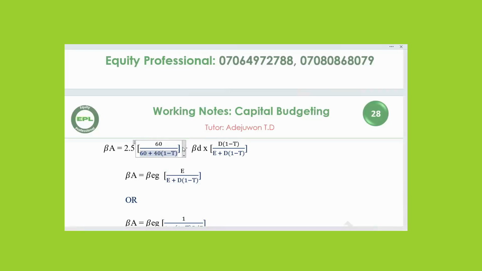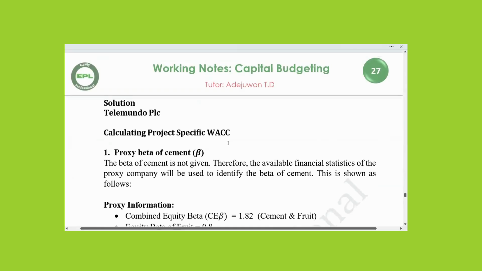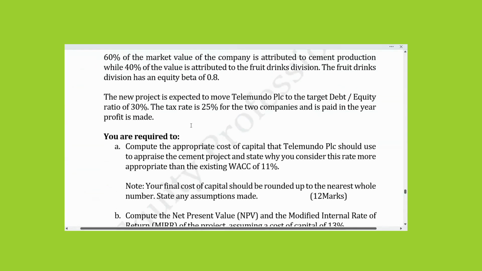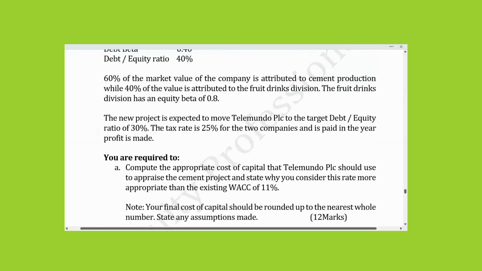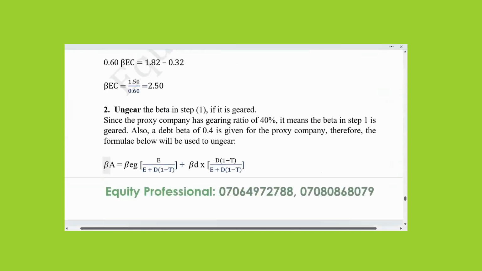Then I will go back to the question. What's the company tax rate according to the question? 25%. So we are given tax rates of 25% for the 2 companies. You have to be very careful. At times, the examiner will give you different tax rates. So you have to be very, very careful, ensure that you are using the correct figure. So we are told that a tax rate of 25% is applicable for both the proxy company and Telemundo. All right, so I will then come here.